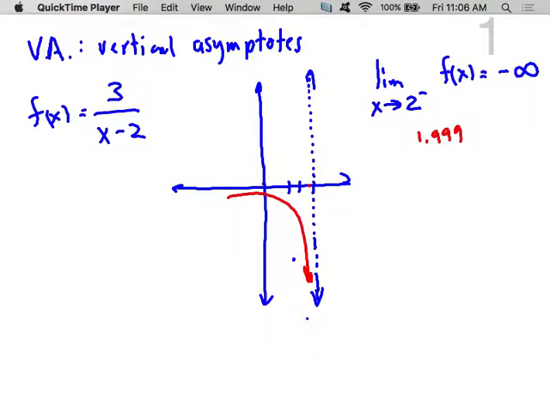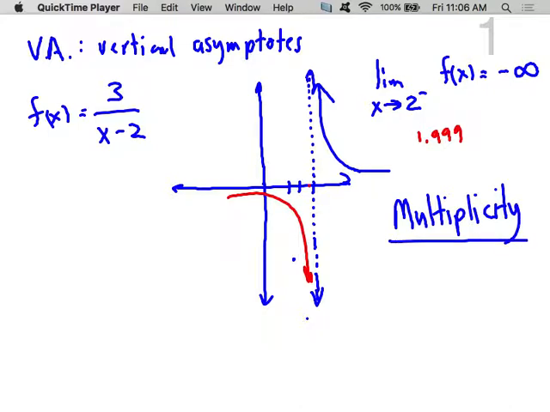Put in a number bigger than 2, let's say 2.00001. If I put in 2.00001, will the function be positive or negative? Why? It makes the denominator positive. Positive over positive gives us positive, and therefore the function will go up. However, we can also use another technique. Have you ever heard the word multiplicity? Yeah. What is it?